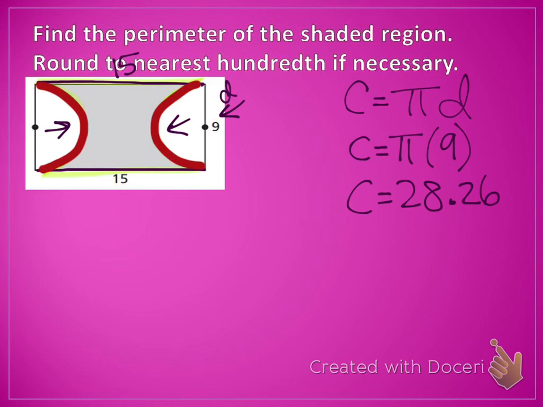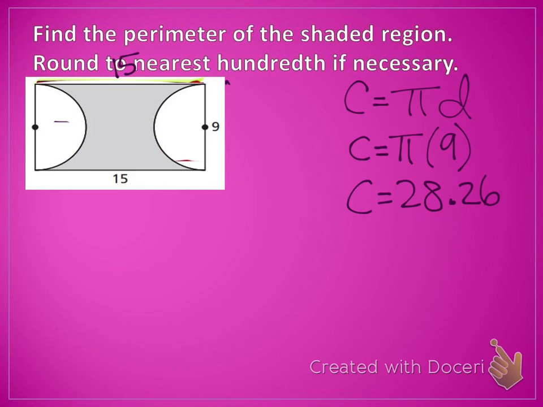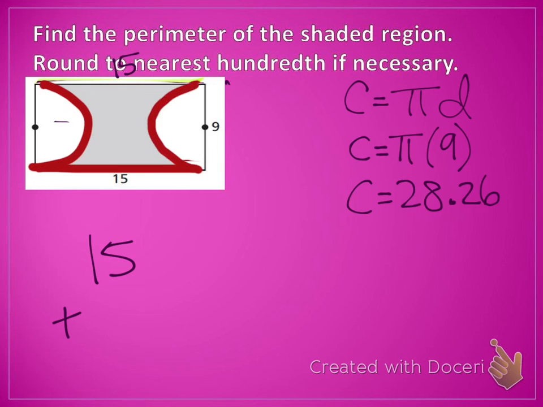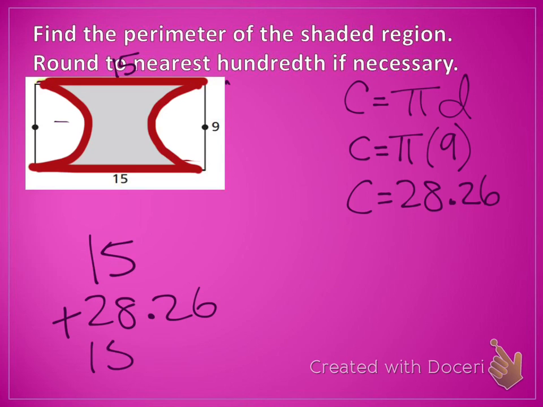So I want to add, let's start over for a second. I know from here to here is 15, right? So I'm going to take 15. I need to add it. You're not wrong. You're correct. You simplified it in your head. I'm also going to add the two portions of the circle. What are the two portions of the circle? What do they combine to be? 28.26, right? And then last, we still need to add in the 15.